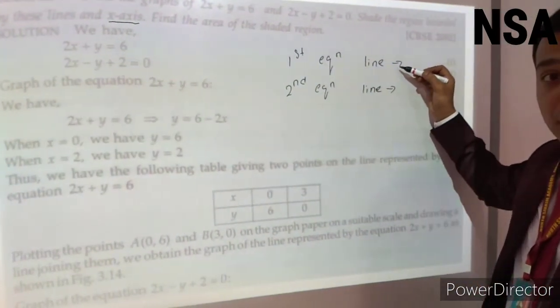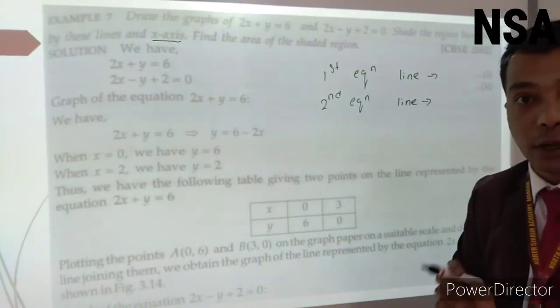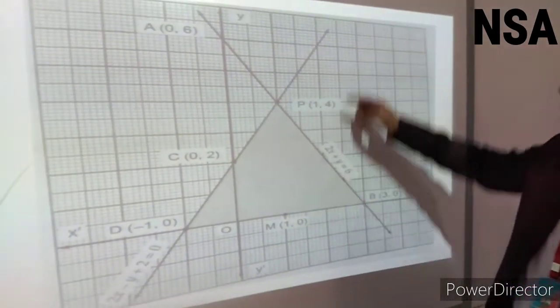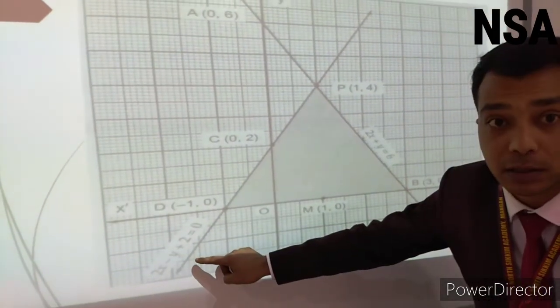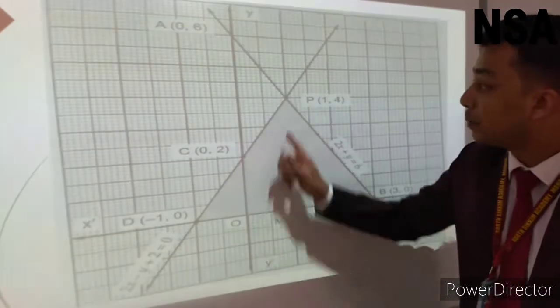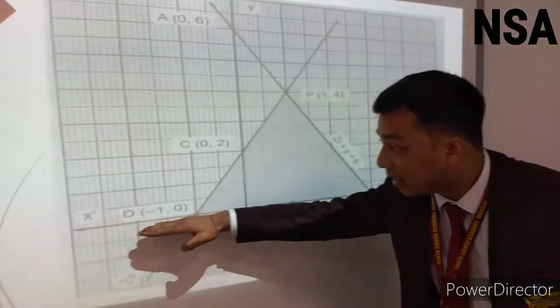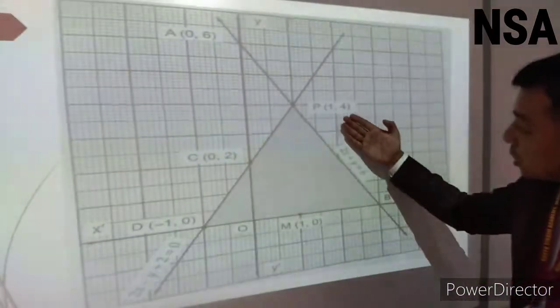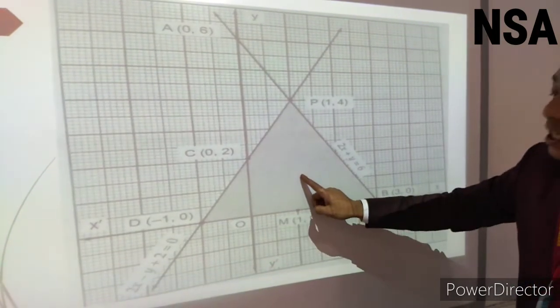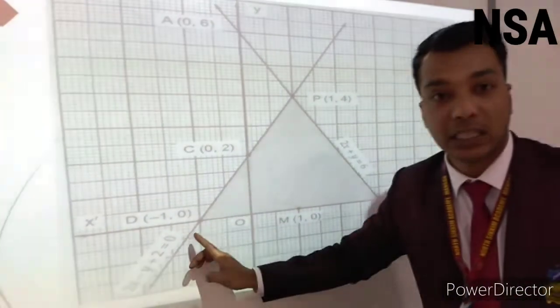So using the first equation, second equation and the x-axis, you have to shade a triangle, which we have done in this example. As you can see in this graph, this line represents your first equation, this line represents your second equation. So we already have the two sides of the triangle, the first side and the second side. The third side comes from the axis. So this line is your x-axis. Using these three sides, that is equation number 1, equation number 2 and the x-axis, we have shaded the triangle formed by the 3 points P, B and D.